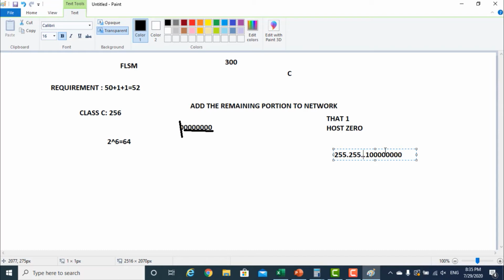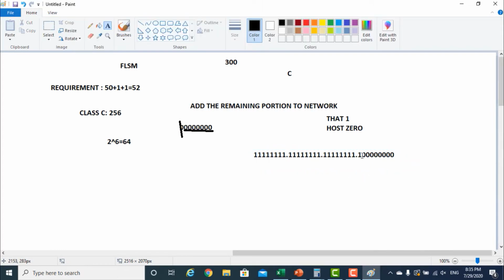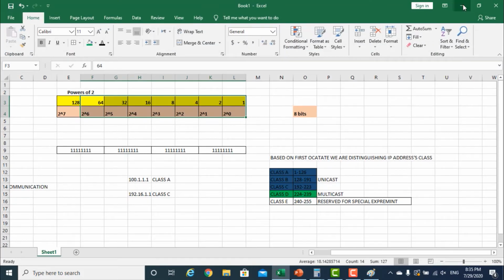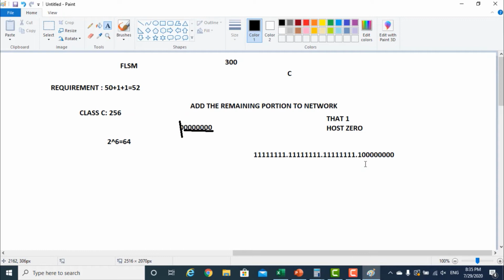Actually, this 255 is also 1, 2, 3, 4, 5, 6, 7, 8. 1, 2, 3, 4, 5, 6, 7, 8. 1, 2, 3, 4, 5, 6, 7, 8. Okay. So what I did, I only changed, because my range is still here, because 64 is enough for me. I don't need the 128 position to be 0. I just change it to 1, and that's enough for me. I will add them to my network portion.